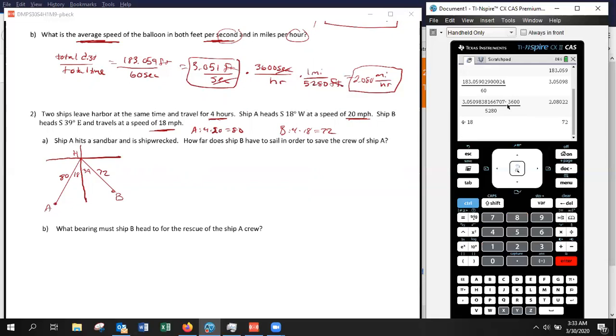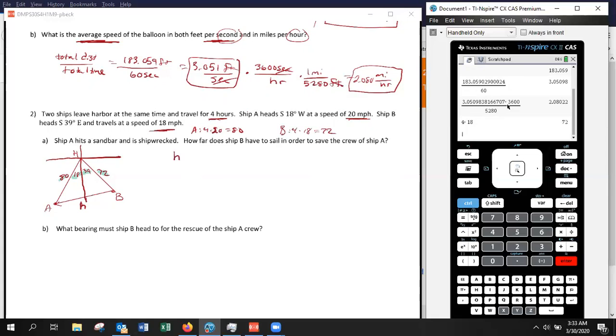And now our situation, ship A hits a sandbar and is shipwrecked. How far does ship B have to sail in order to save the crew of ship A? So what's going to happen is my crew in B have to travel all the way to A. So they're going over there, and I want to know how far they have to travel. So this is a review of a side angle side triangle. And if we have a side angle side triangle, that means we're going to be using our law of cosines. All right, law of cosines, if I remember, I'm going to call this side H, which is opposite of my harbor.